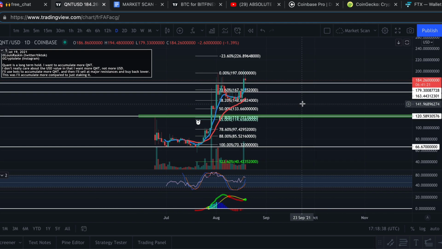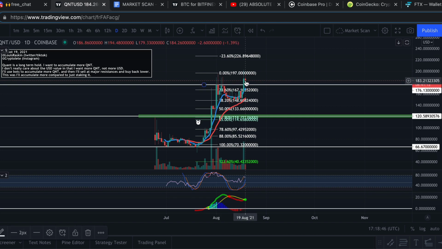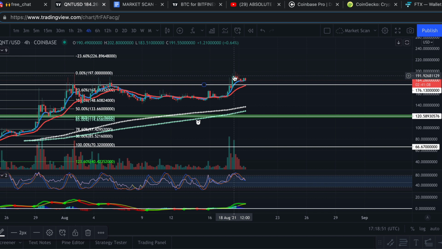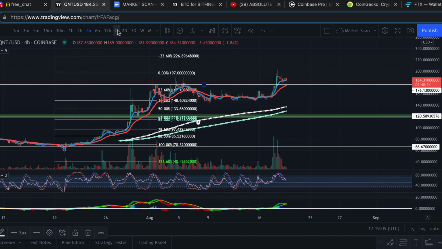So now that I did this, I'm pretty much good with Quant, because I sold it at 183, and then this was the other day. I sold it here, and then I bought it here, and then I sold it again up here, and then I bought it back here. So I have like 10% more Quant today than I did the other day, which is amazing.